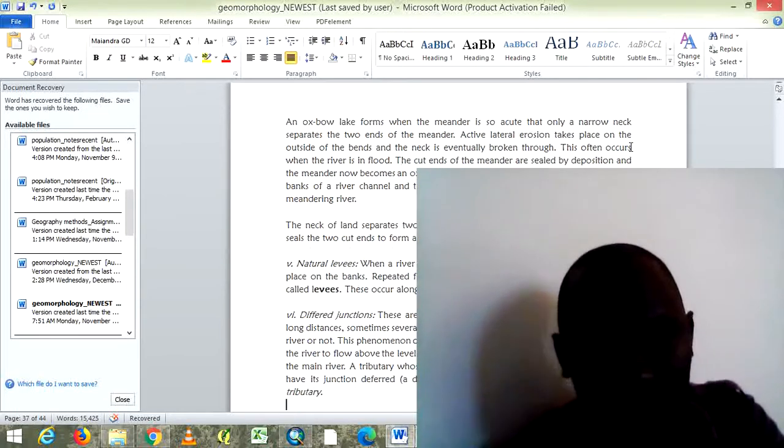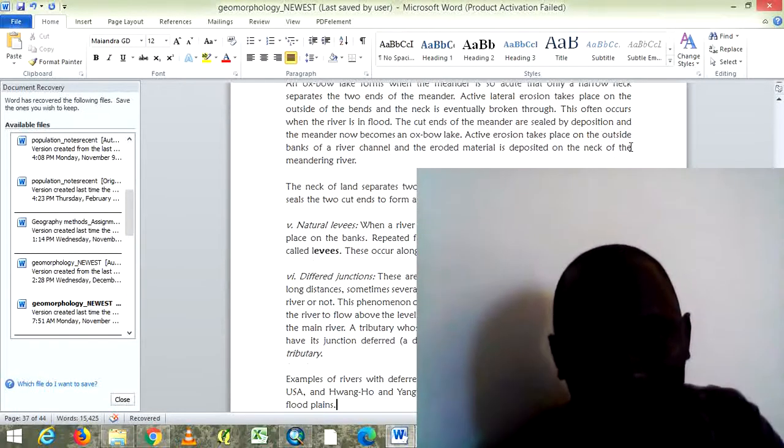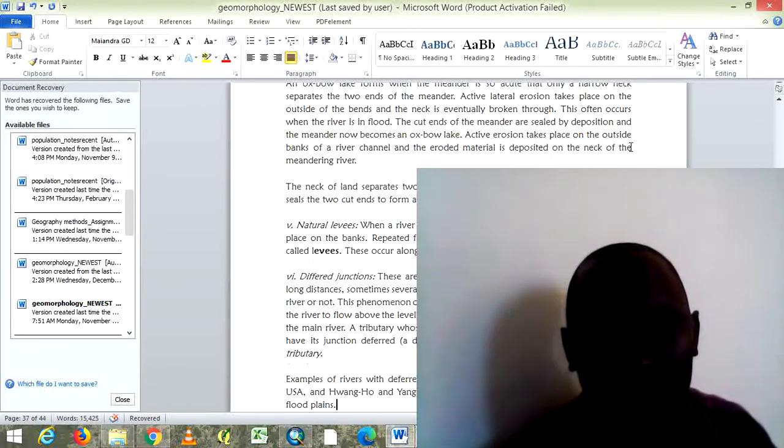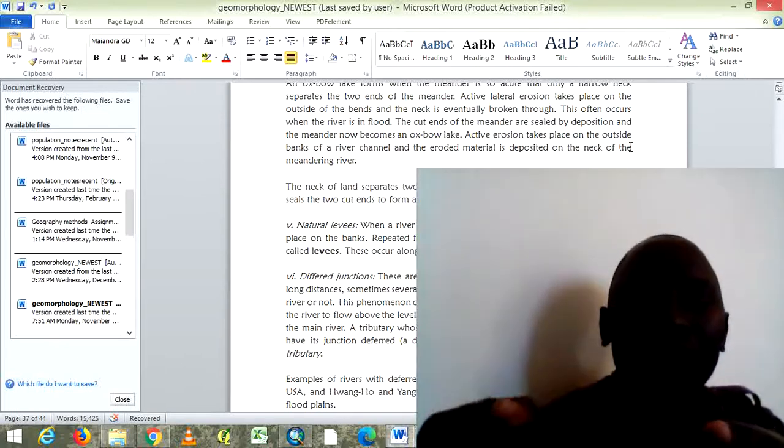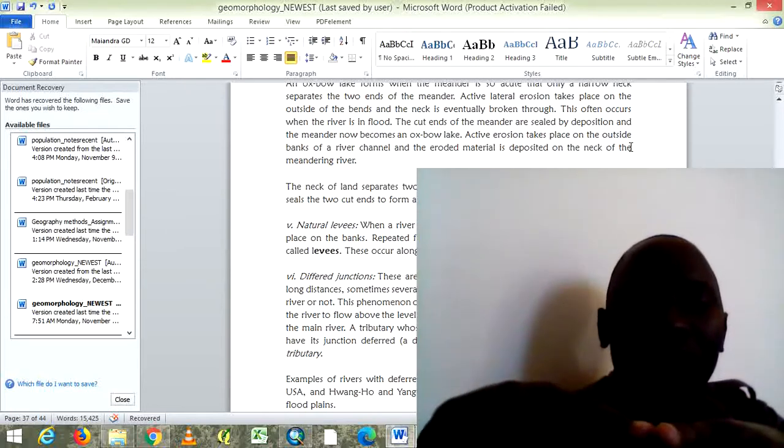The other feature is a deferred junction. These are tributaries which lie parallel to the main river for longer distances, sometimes several kilometers, as a result of deposition. For example, these are two tributaries. This is a tributary, this is the main river, and this tributary is supposed to join the main river at this point.